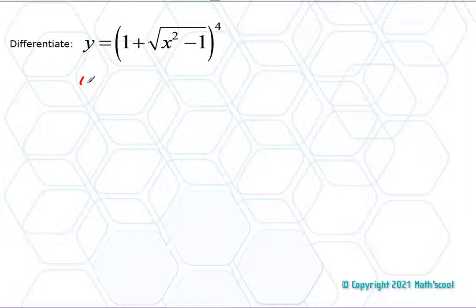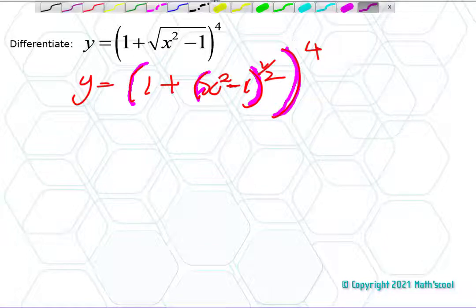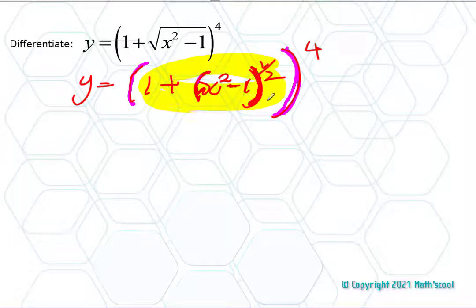Okay, so let's rewrite that. Y equals 1 plus x squared minus 1 to the power half to the power 4. Now all of our x's are inside a set of brackets, so it is the chain rule. But that set of brackets is inside another set of brackets. So it's actually a double chain rule situation. And when we see those, we go back to first principles. So first principles, look at the big set of brackets. Everything inside that big set of brackets is going to be replaced with u.